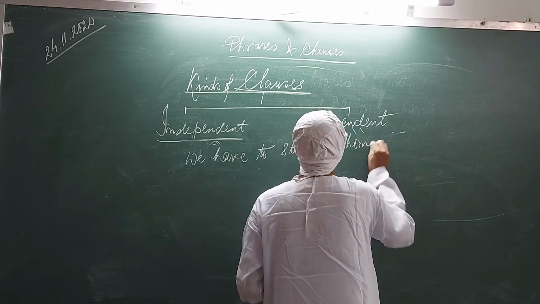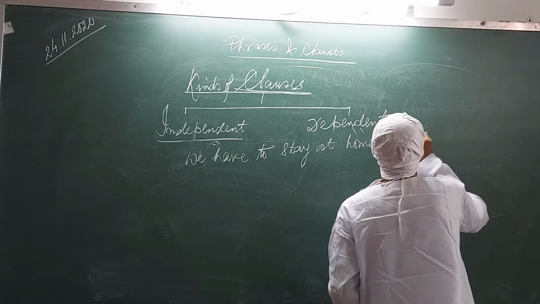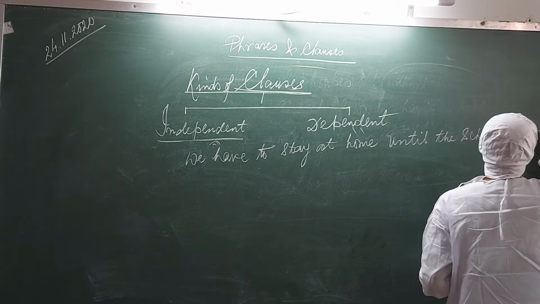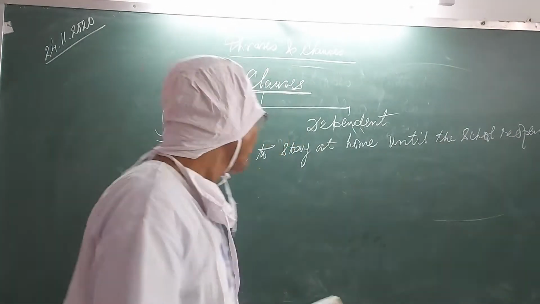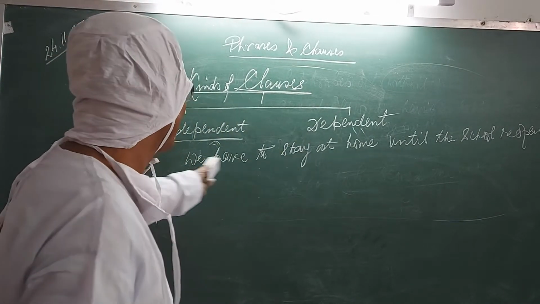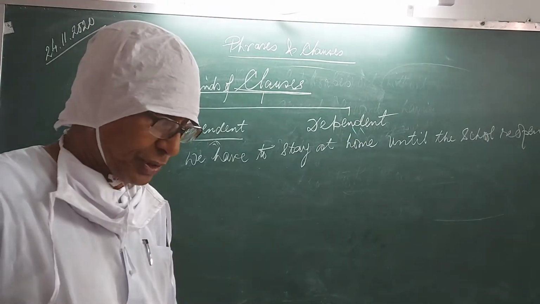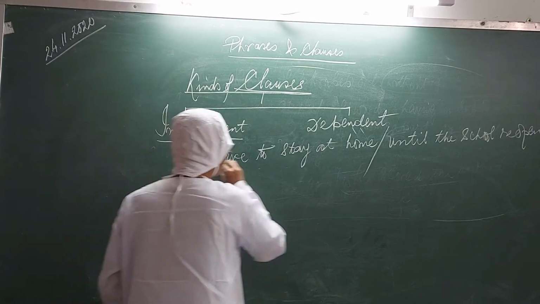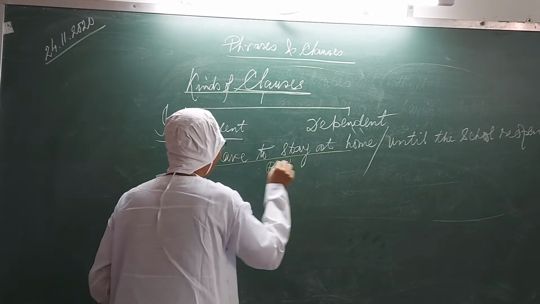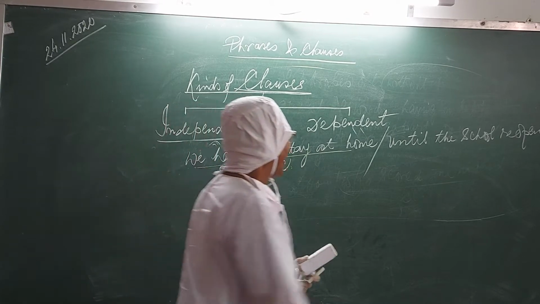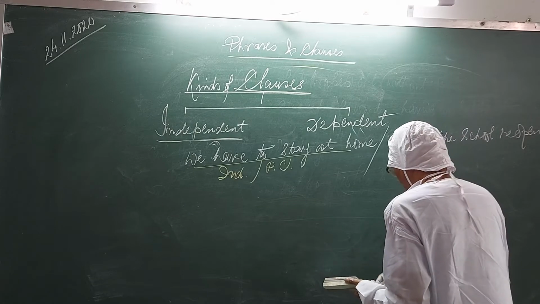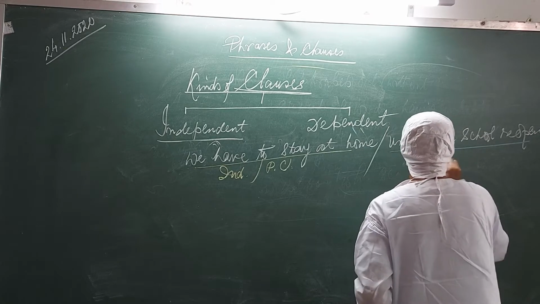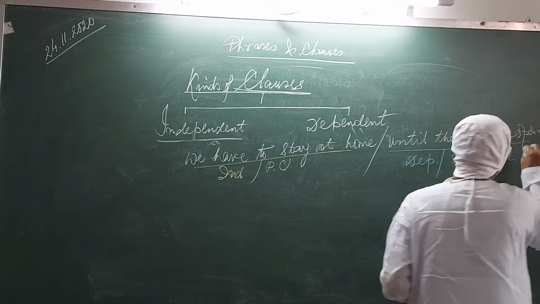We have to stay at home until the school reopens. You the children have to stay at home until the school reopens. You see, there are two clauses. We have to stay at home is the principal or independent clause. And until the school reopens is the dependent or subordinate clause.